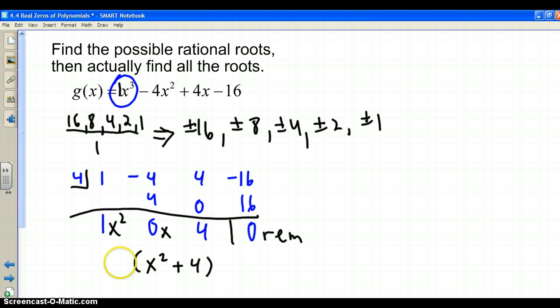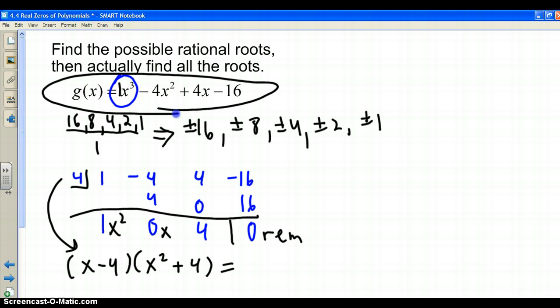Okay, so that's my factor. My other factor, if I want to write it, really comes from this. If the solution is 4, the factor would be x minus 4. Right? And so I could factor this polynomial, this times this. These are factors by the factor theorem, since the remainder is 0. This is definitely a factor.